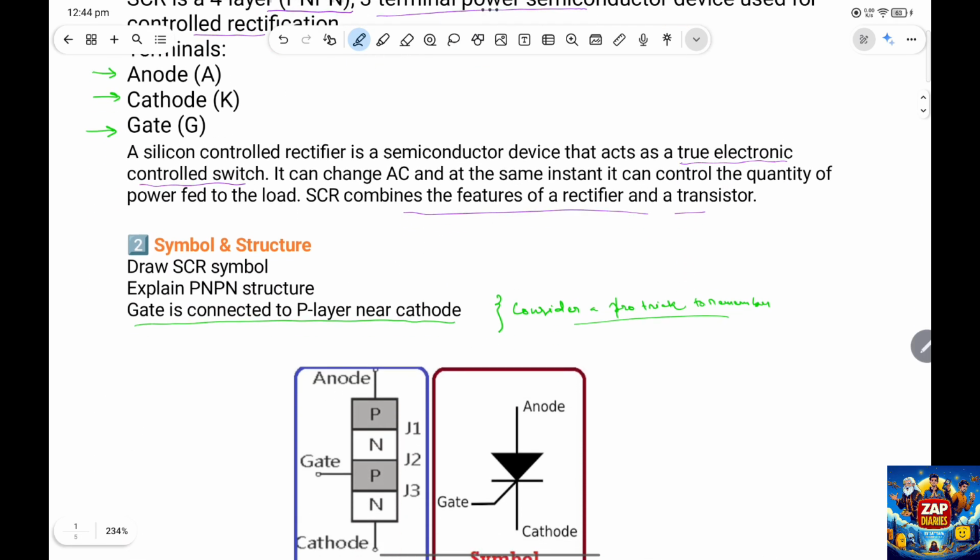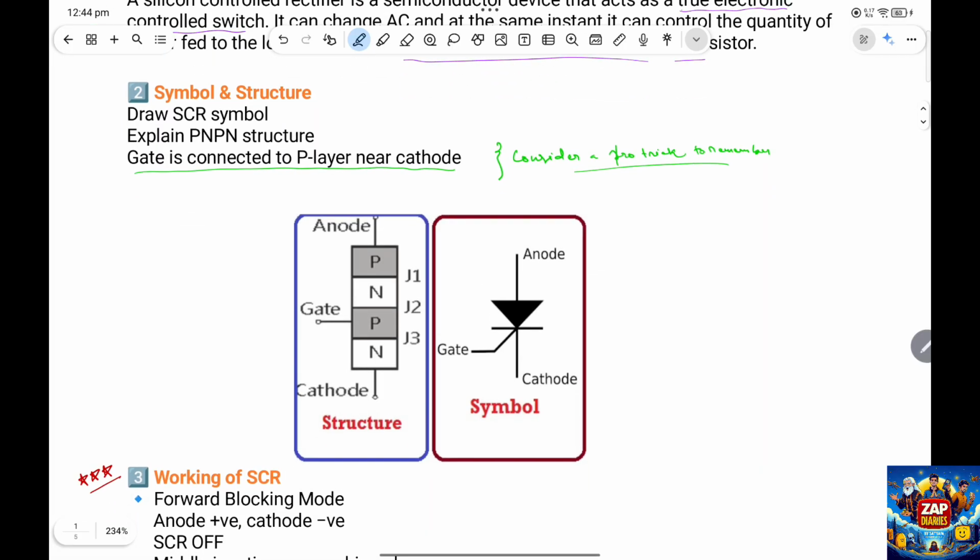Okay, then coming to the symbol and structure. Here I have the symbol over here, you see. This is the symbol. The top one we call the anode, then this part is the cathode, then the gate. The structure is a PNPN 4-layer. So we have 3 junctions and 4 layers. The top one is the anode. The anode attaches to P, then N, then again P, N, and the gate is from the second P.